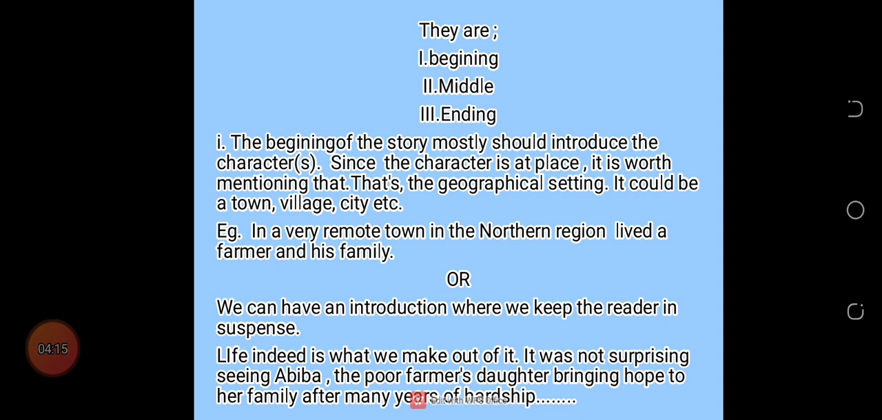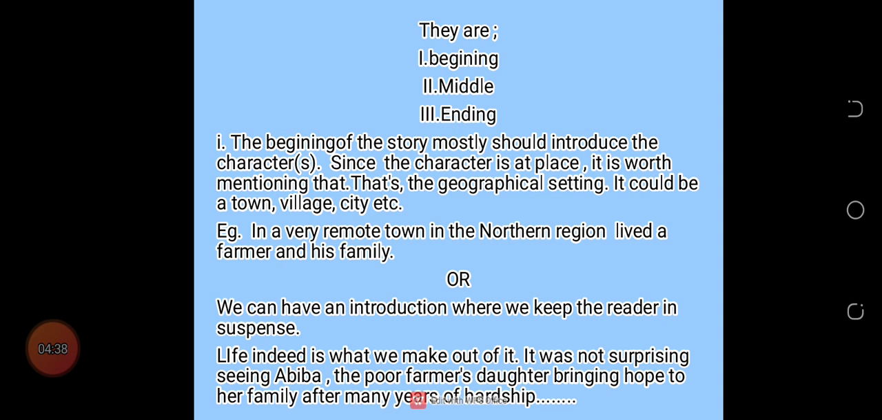So that's the geographical setting. Setting is the place and time of event. It is very necessary that we introduce that in the beginning, at least for the reader or the audience to be able to follow the story.